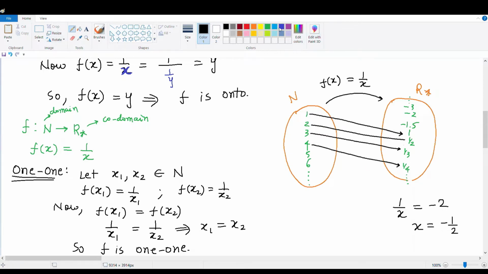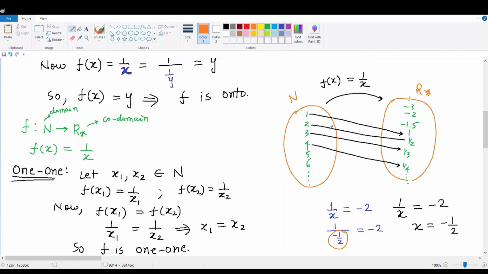Or let me tell you this way: 1 over x must be equal to negative 2. If x is negative 1 over 2, then yes, it's going to be negative 2, because 1 divided by negative 1 over 2 is negative 2. So that means an element in this domain must be negative 1 over 2. Then and only then is negative 2 going to get occupied. Negative 2 has a pre-image negative 1 over 2. But this is the natural number set, so it won't have that number in it.